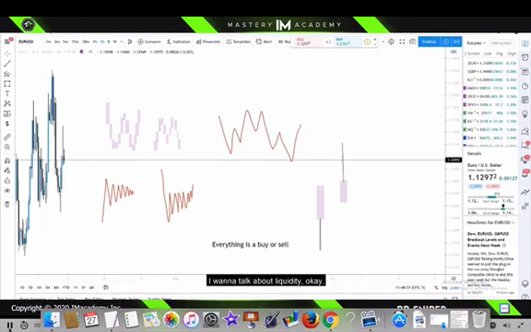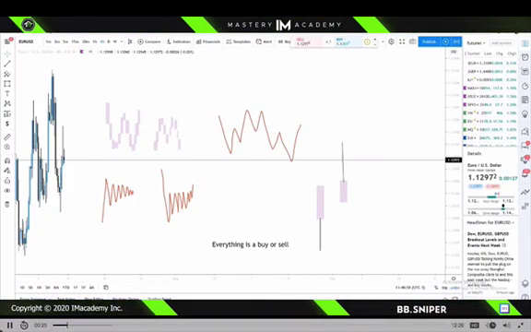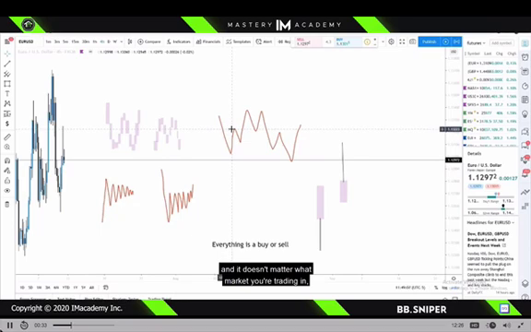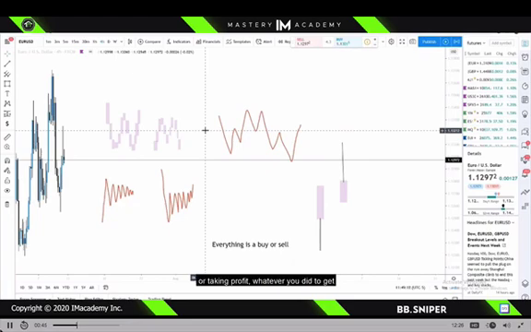Want to talk about liquidity. Okay. The first thing that you need to realize and understand is that everything you do, and it doesn't matter what market you're trading in, everything you do is a buy or a sell. So it doesn't matter if you are buying into a position or taking profit. Whatever you did to get into that winning position, you got to do the opposite to get out. So if you sold, you're buying when you're taking profit. When you buy, you're selling when you're taking profit.